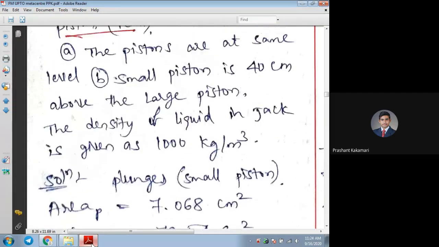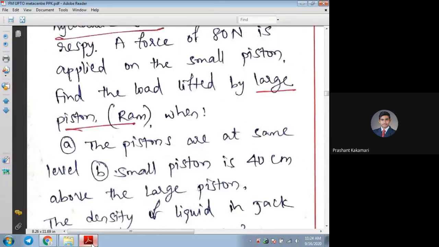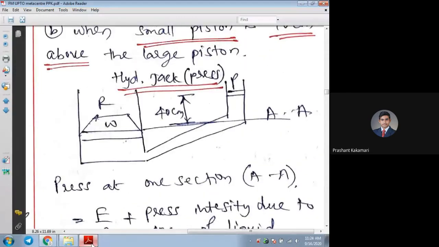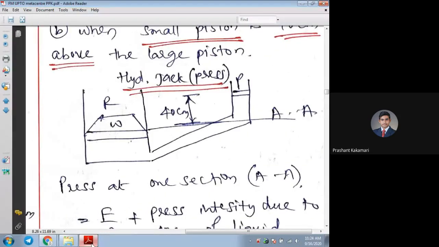Now what they are telling you is, find the load. See the question: find the load lifted by the large piston such that the pistons are at the same level, meaning how much load is there to balance it. The question may come, sir, when pistons are not moving, then what is it lifting? It's not like that. We have to apply some pressure on the smaller piston, whatever the extra load kept here, to balance it. Balance means without any movement, it has to retain the same position without any disturbance.